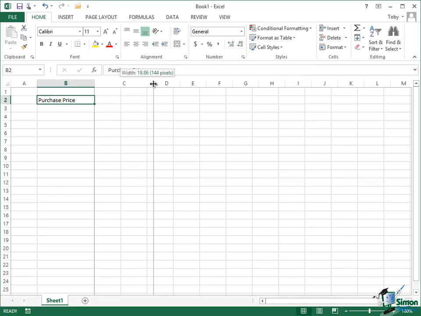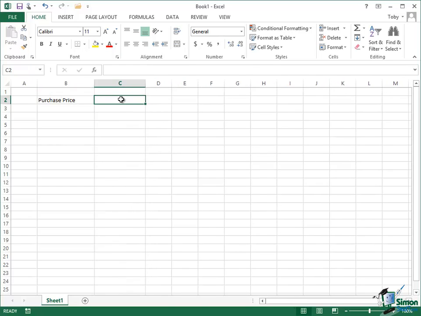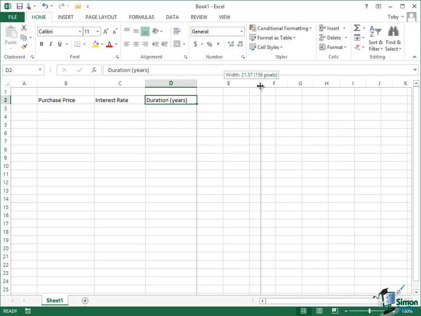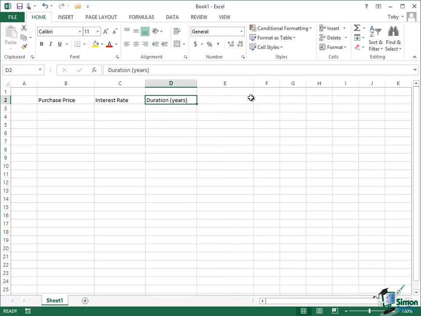The next thing I'm going to need to enter is the interest rate. Now clearly interest rates can vary, although when somebody gets a mortgage they sometimes get a fixed interest rate, sometimes a variable interest rate. I'm going to treat this as a fixed interest rate for the moment. The next thing to enter is the period of the loan, the duration of the loan. Now I'm going to put the duration in years. And then how many payments per year are we going to make?